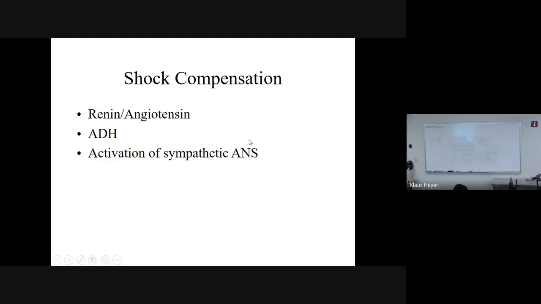So what can you do? Compensation, our body's compensation for hypoperfusion. All the things that raise blood pressure. So you think about what raises blood pressure. The renin-angiotensin-aldosterone thing, that raises blood pressure. Aldosterone 2, angiotensin 2. Angiotensin 2 is a vasoconstrictor, so that's going to constrict your blood vessels.